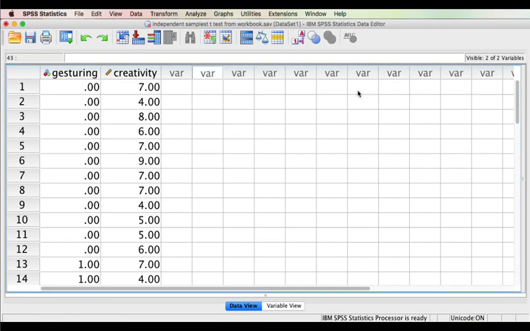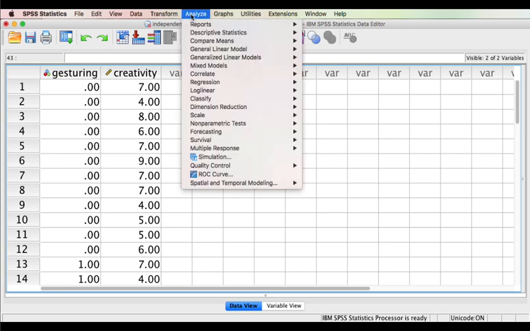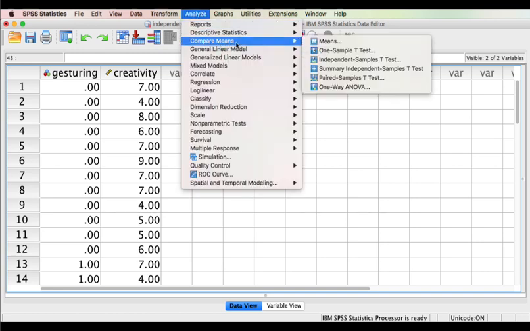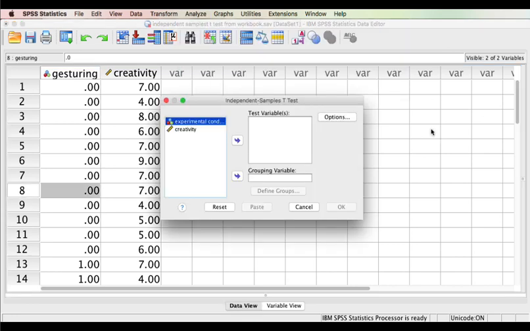To calculate an independent samples t-test, go to the menu bar, click Analyze, Compare Means, Independent Samples t-test. Next, we identify our grouping variable and our test variable. The grouping variable is an IV in an experiment or the group predictor variable in a non-experimental study. So I'm going to put my experimental condition to my grouping variable, and then I need to define the groups.